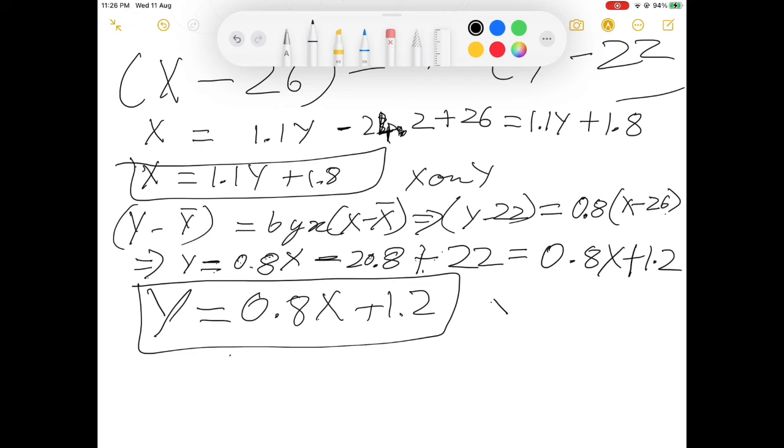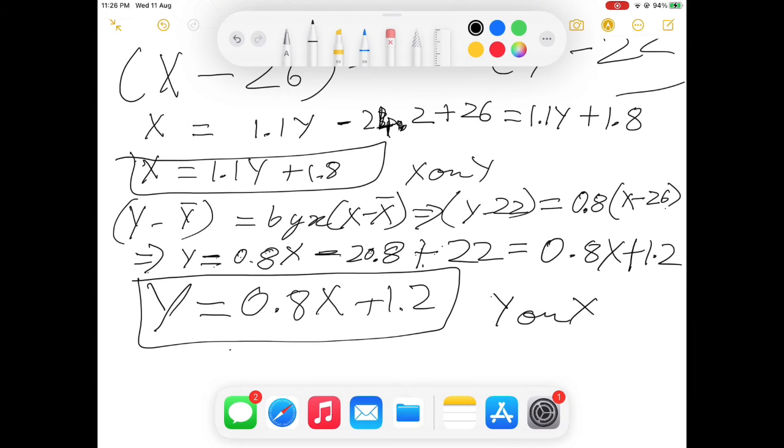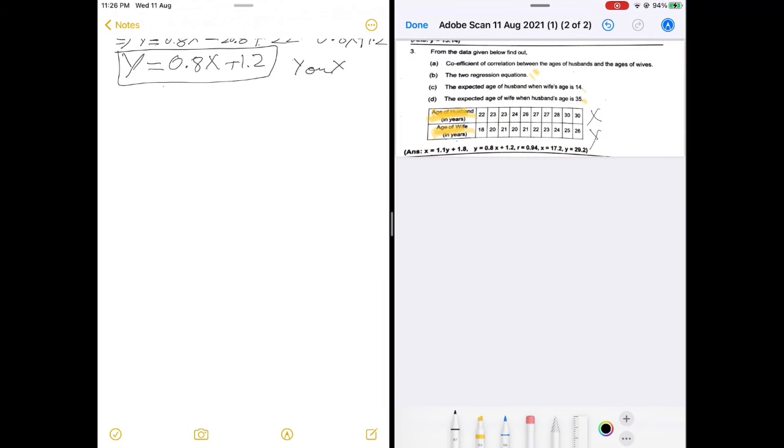Now next we have to solve part C and D of the questions. Let me get back the questions, take a look at them. Part C is asking if the wife's age is 14, what is the husband's age? And D is asking if the husband's age is 35, find the wife's age. So for part C, we will be using the x on y equation, and part D will be using the y on x equation. First let's solve part C.